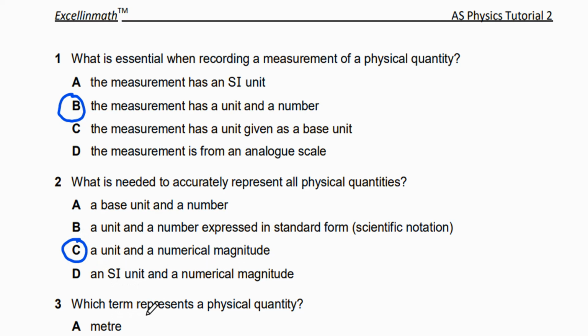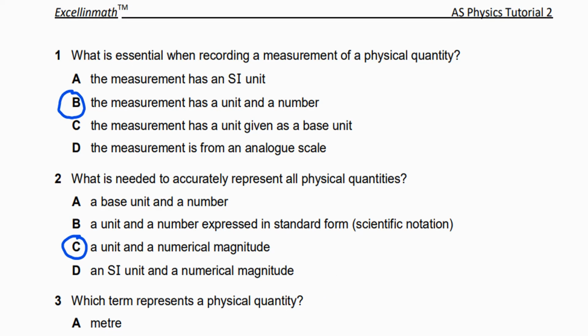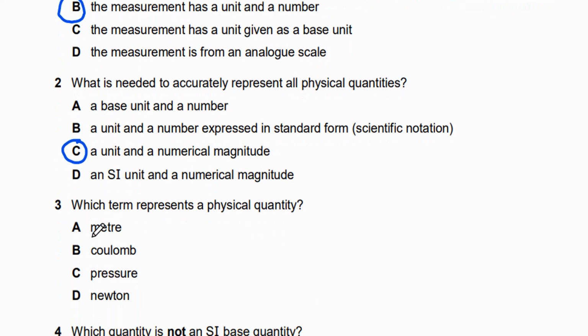Then in question 3 it says, which term represents a physical quantity? In A it says the meter. The meter is not a physical quantity, it's a unit of measurement. We use the meter to measure length and width. Then once again, the coulomb is not a physical quantity, it's a unit of measurement. And we know that the coulomb is the unit of measurement for charge. So it's not A or B.